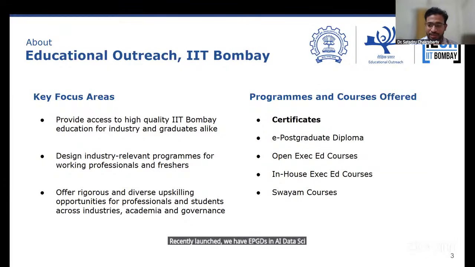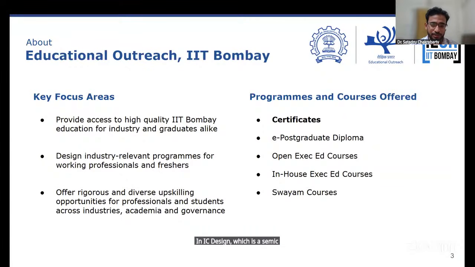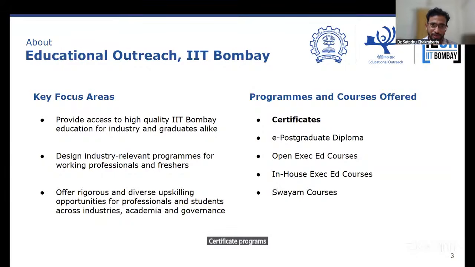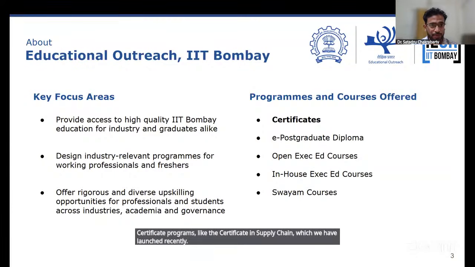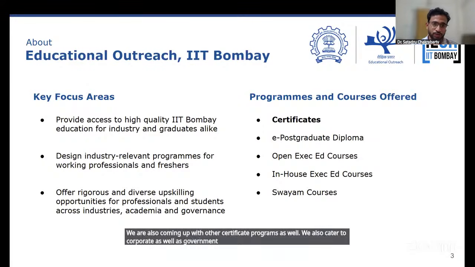We have EPGD in computer science and engineering, in IC design, which is a semiconductor-based EPGD. So these are the flagship programs. Beyond that, we also have certificate programs like the certificate in supply chain, which we have launched recently. We are also coming up with other certificate programs as well. We also cater to corporate as well as government bodies for their training needs.